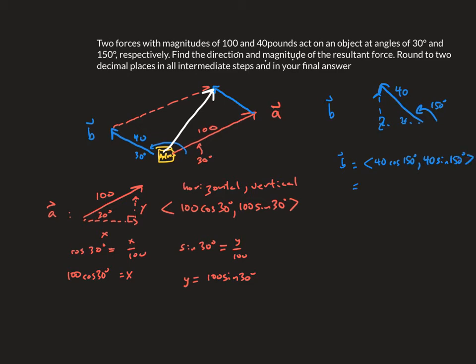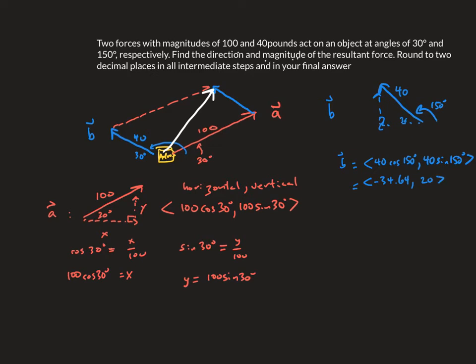Okay, so I'm going to go ahead and use my calculator for these values now. 40 times the cosine of 150 should be a negative value, and it is. I've got negative 34.64. And then sine of 150, that should give me a positive value. And in fact, the reference angle is 30, so that's going to be 1/2. 40 times the sine of 150 is equal to 20. So I've got my components for vector B.